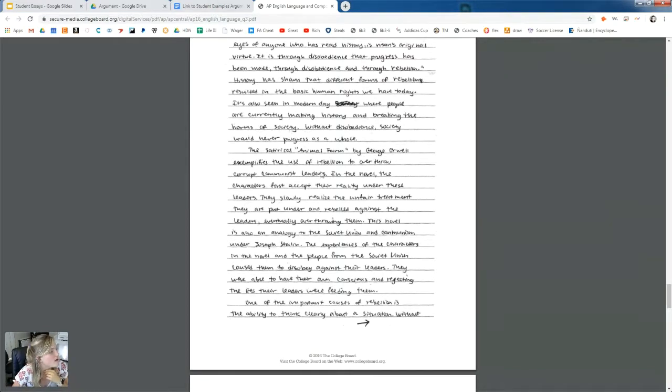Anyway, in the novel, the characters first accept their reality under these leaders. They slowly realize the unfair treatment they are put under and rebel against the leaders, eventually overthrowing them. This novel is also an analogy to the Soviet Union and communism under Joseph Stalin. The experiences of the characters in the novel and the people from the Soviet Union cause them to disobey their leaders. They were able to have their own concerns and reject the lies their leaders were feeding them.